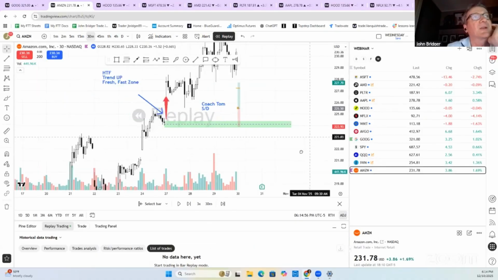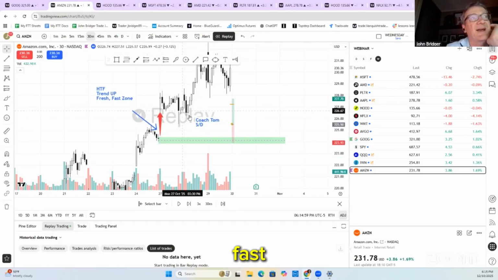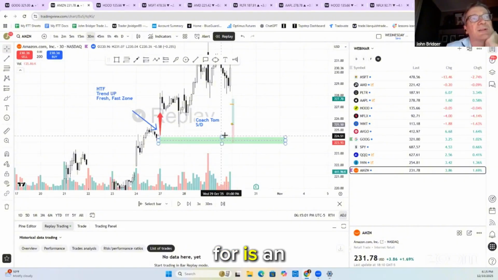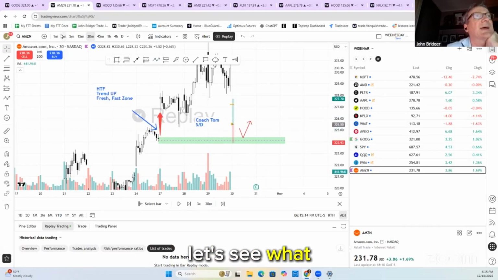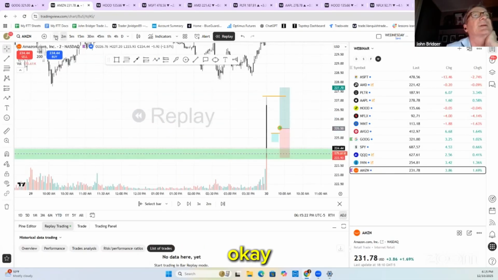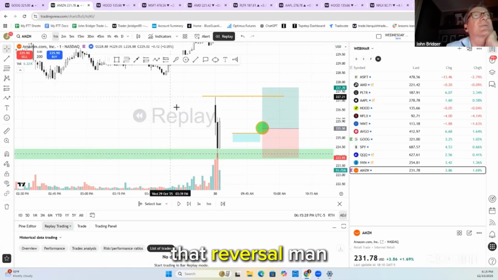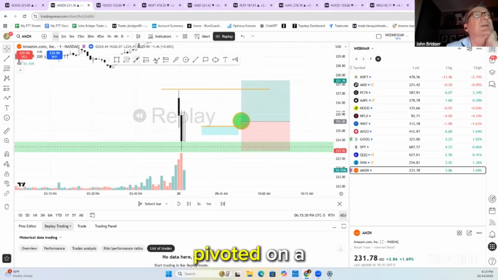So when you got trend going up, you got a fast, fresh zone, all I'm looking for is an opening where we get a nice, really sharp reaction at this demand zone, right, with a break of structure for a potential trade entry. Okay, so let's see what happened. We got a fast move down. Okay, let me go 1 minute. But look at that reversal, man. That thing just pivoted on a dime.